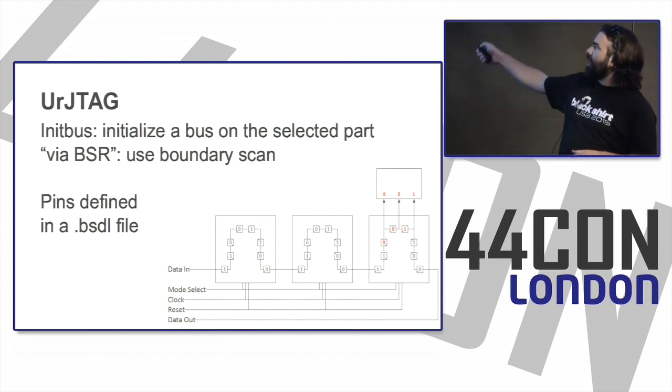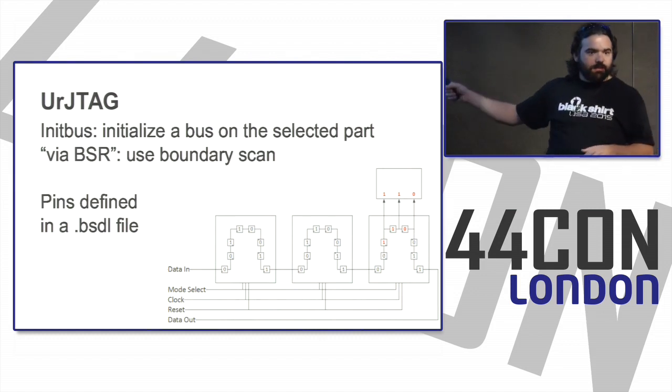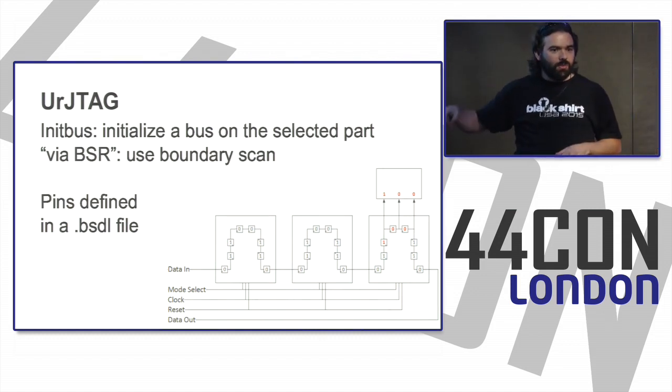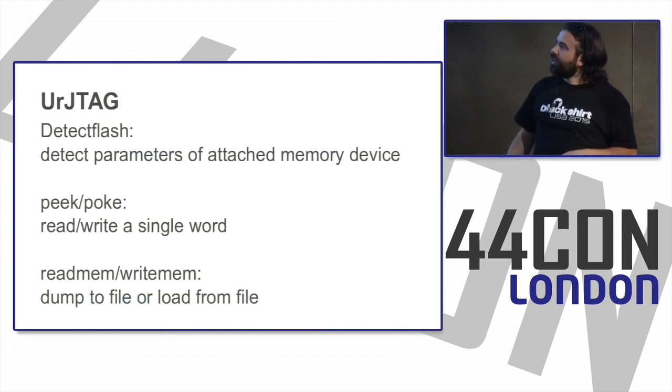So this would be our Beaglebone Black. This would be our eMMC. We shift in the pins we want. We wait a clock cycle. We shift in a new set of pins. We wait a clock cycle.